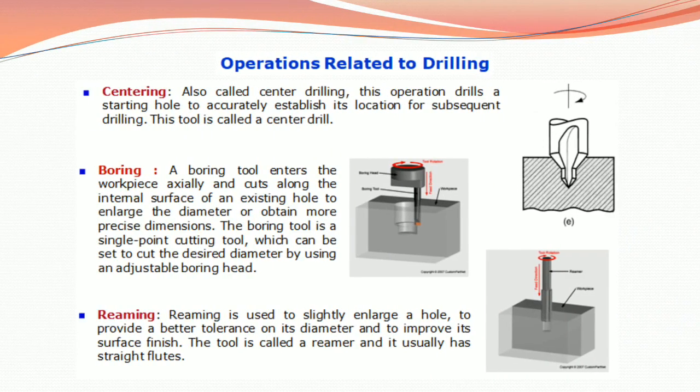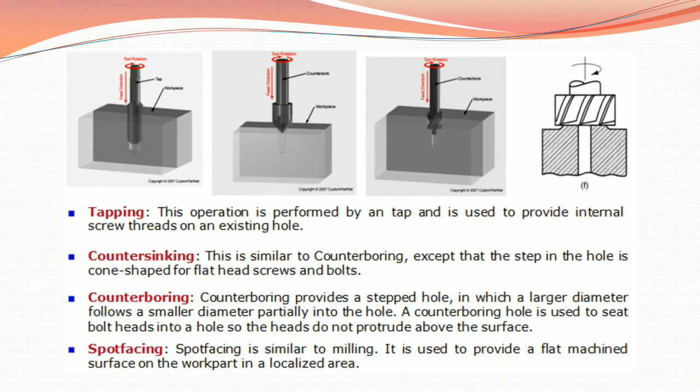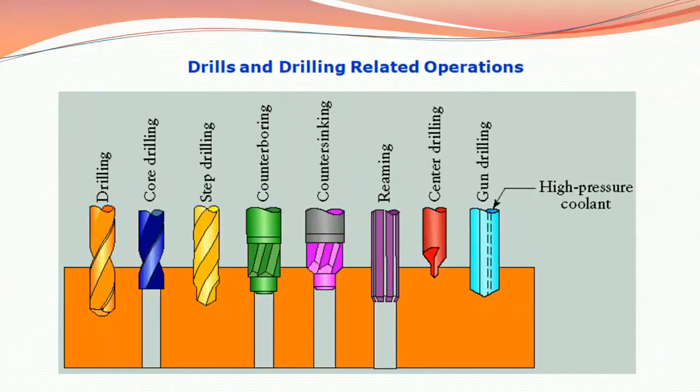So we already discussed there are 7 types of operations related to drilling, and there are all the pictures. You see here centering, then boring, then reaming, and here the rest of all: tapping, countersinking, counterboring, and spot facing. Look at here, drills and drilling related operations. There is a figure of all. High pressure coolant. This is for gun drilling. From the first, there is drilling, core drilling, step drilling, counterboring, countersinking, reaming, and center drilling.